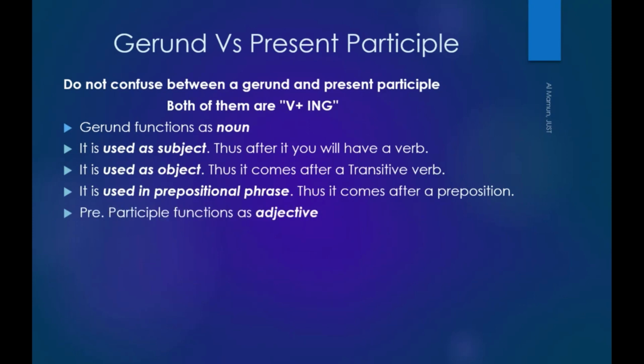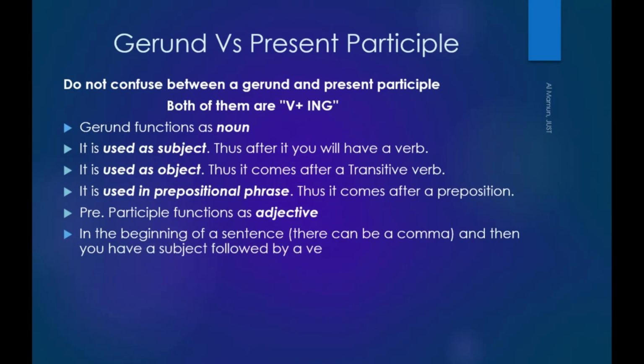Present participle functions as adjective. It is different from gerund because it is used as an adjective. So in the beginning of a sentence you can have a verb plus ing, but for its being a present participle it has to be an adjective, and if it comes at the beginning of a sentence you will have either a comma or you will have another subject followed by a verb. That is, the verb has another subject, and the beginning ing form is not the subject of the verb, or it does not have a verb just after it.